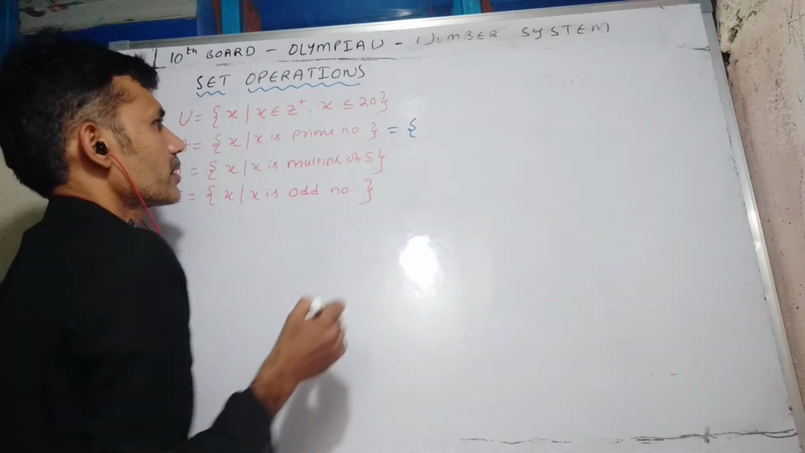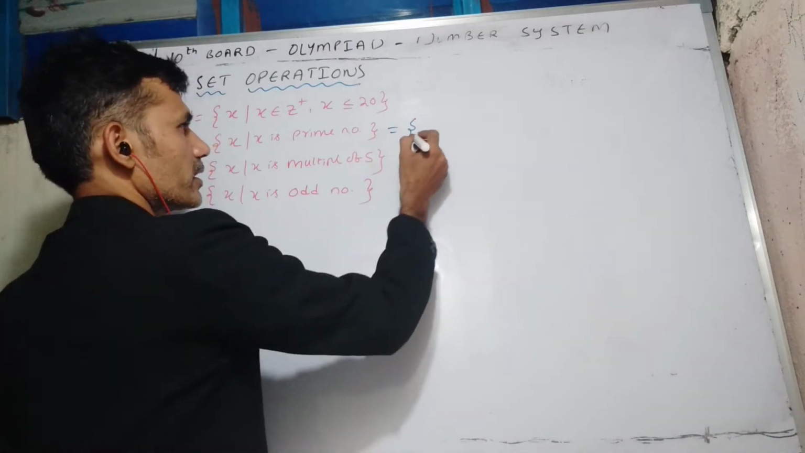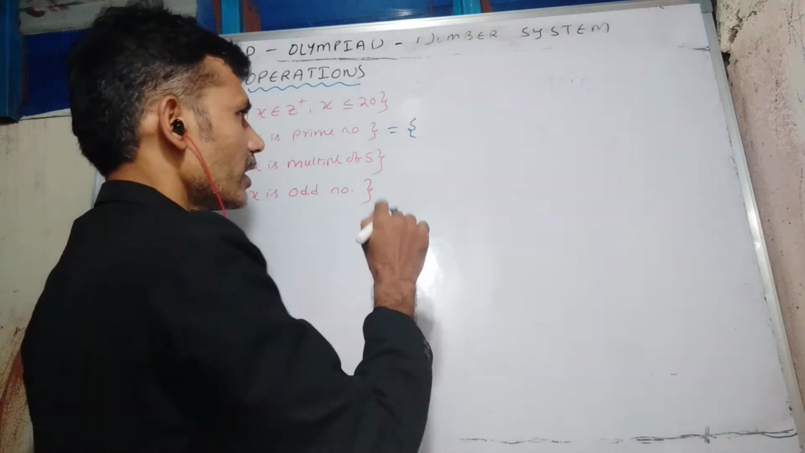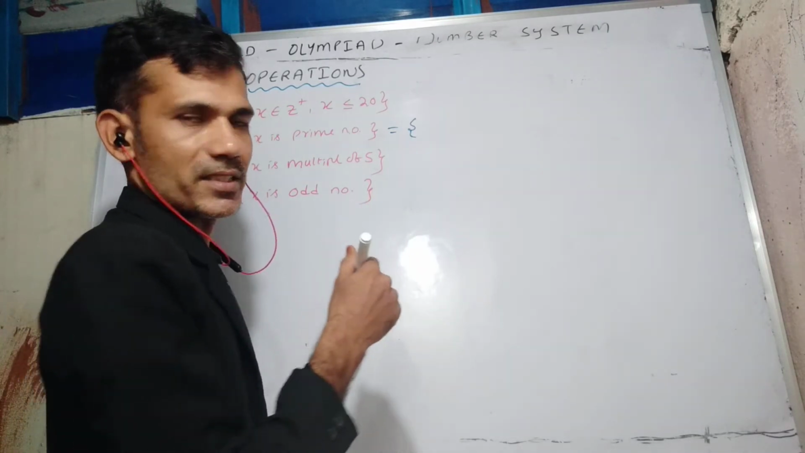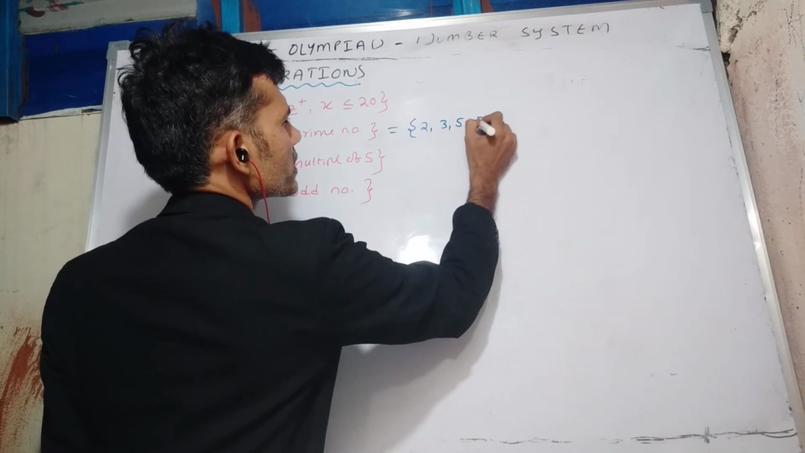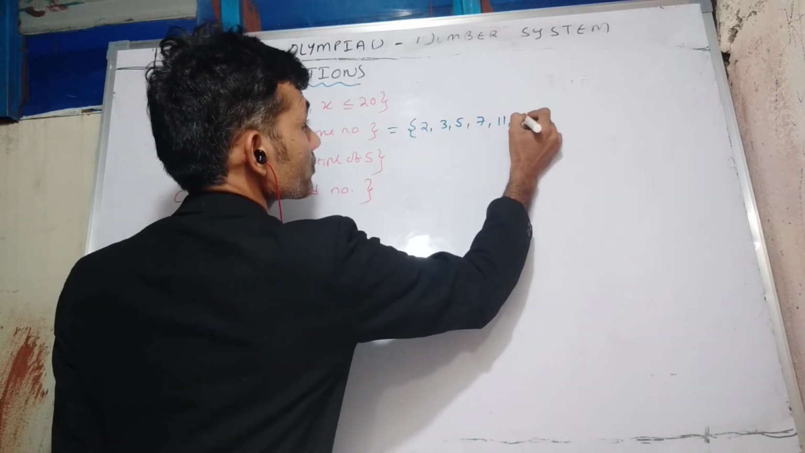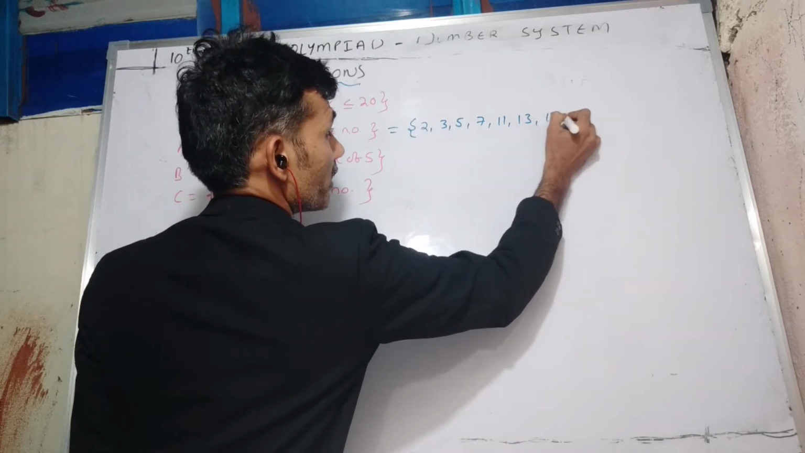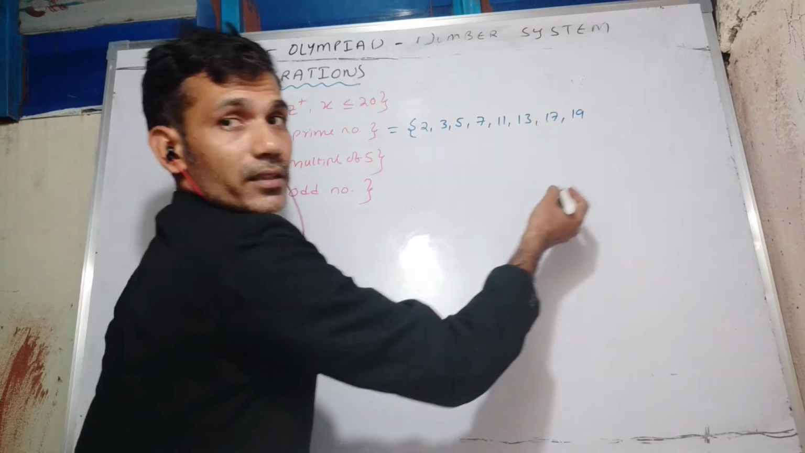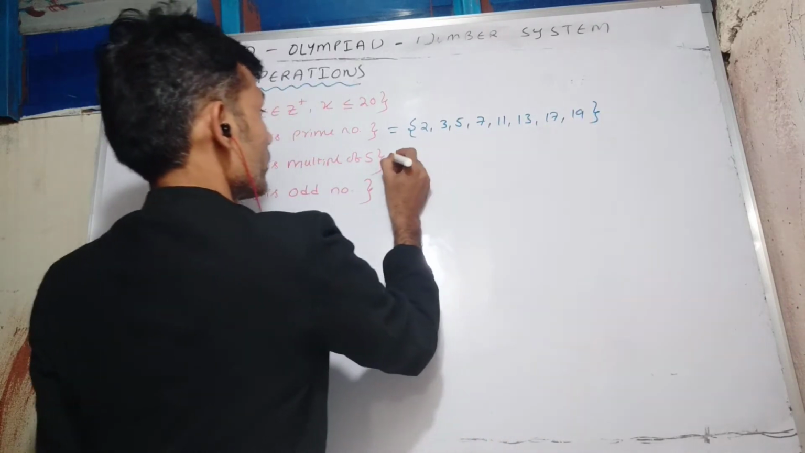Prime numbers from 1 to 20. What are the prime numbers? A prime has exactly two factors, 1 and the number itself. Like 2, 3, 5, 7, 11, 13, 17, 19. No need to go further because they want numbers up to 20.